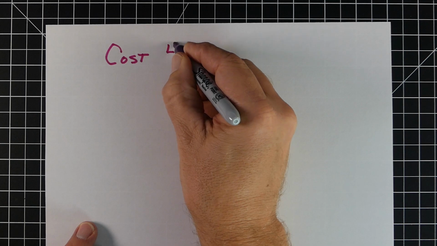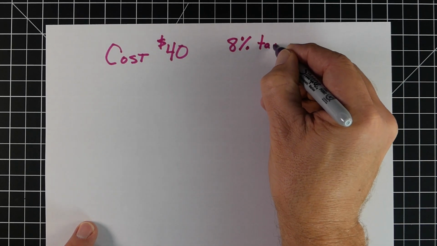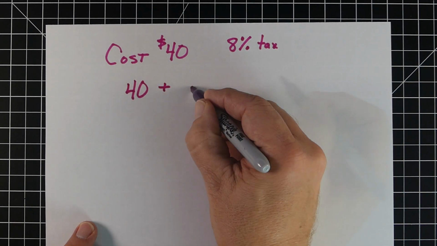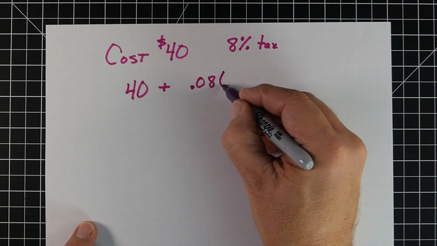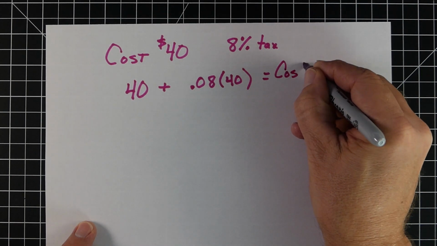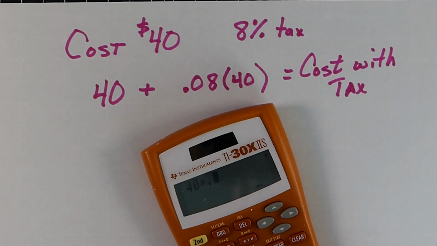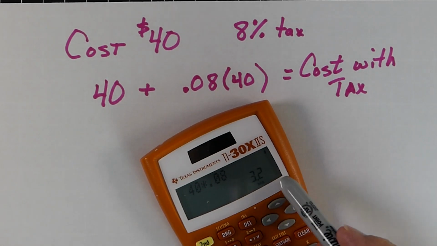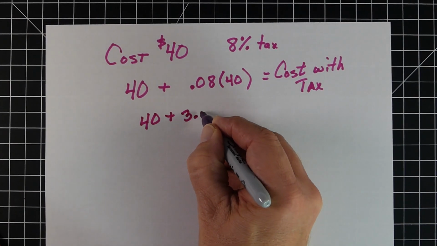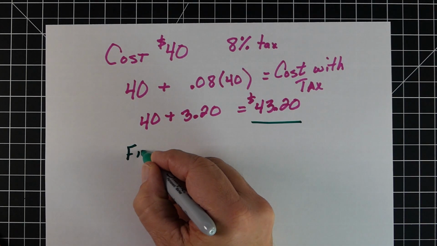In our next example, example number 2, we're going to look at a $40 item. The cost of this item is $40, and there's going to be 8% tax on this item. So we want to find the cost with tax. We take our $40, which is the cost of the item, plus 8% of 40, and that's going to give us our total cost with tax. So we have to find out what is 8% of 40. We'll go 40 times 0.08, and that gives us 3.2, or $3.20. So we take our $40 plus the $3.20, and that's going to give us $43.20.